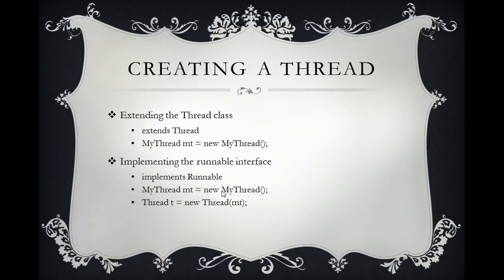After you've done that, you would have to go back to your application object or your main method and create a thread object, t, and set that equal to new Thread, and then pass in the value of this object that you've created, the mt here. And that's pretty much how you would go about creating a thread. So basically, just remember that there are two ways.